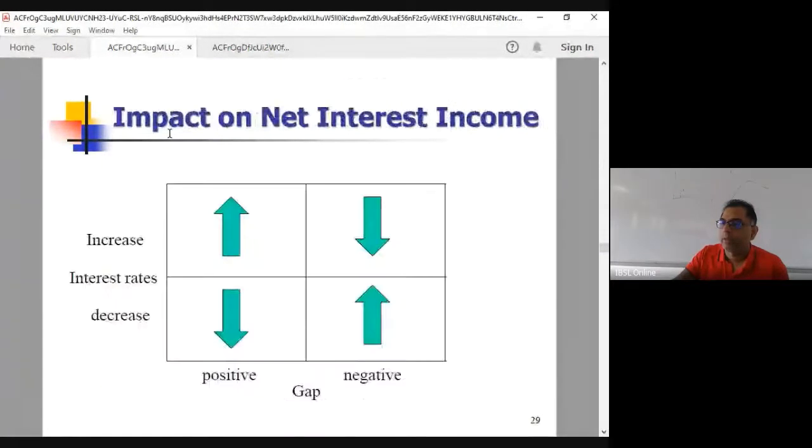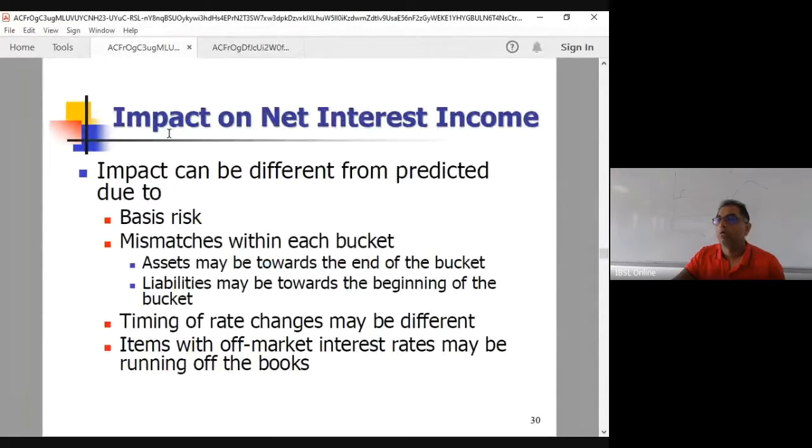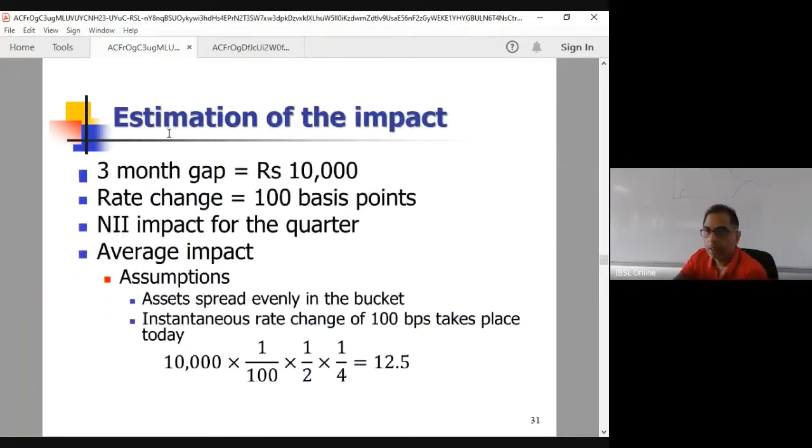So we stopped at how interest rate change will impact NII, and basically how we have to look at it from a gap perspective. If there is a change in rates, how we look at it in terms of how it impacts the overall NII for that particular period.